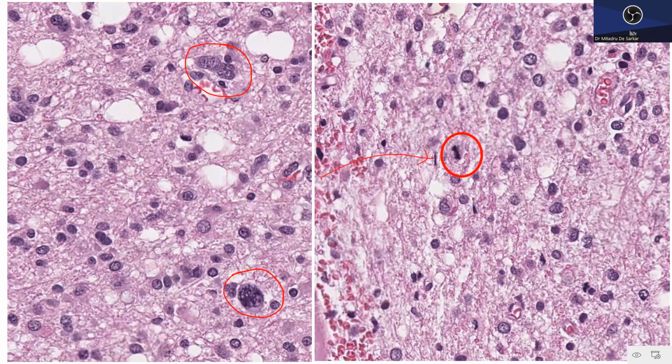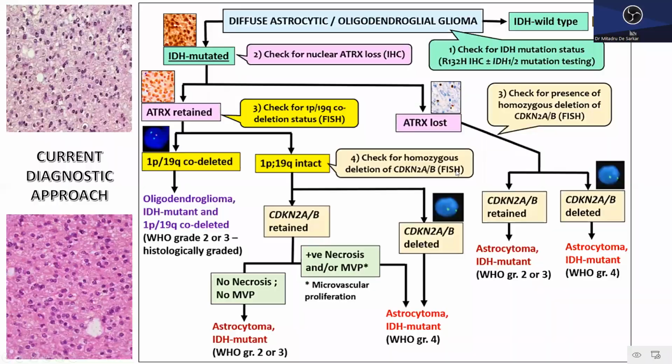Obviously, in the second picture, you have a mitotic figure which is highlighted, thus giving it a designation of grade 3. So what is the current diagnostic approach for this family of tumors? The first thing to do is to check for the IDH mutation status. And how will you check for this mutation status? Your IDH R132H IHC. If it is mutated, well and good, go ahead and look at the expression of ATRX, which is the next thing to do.